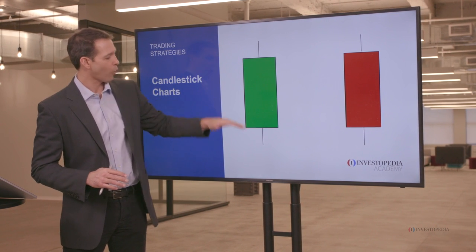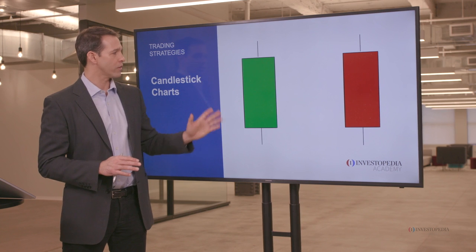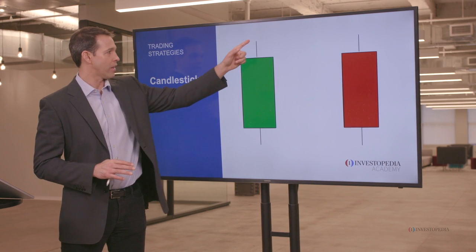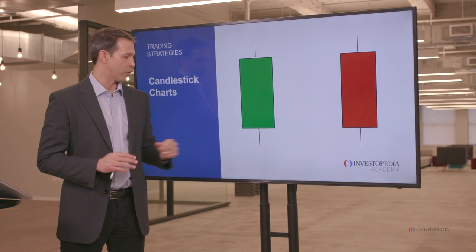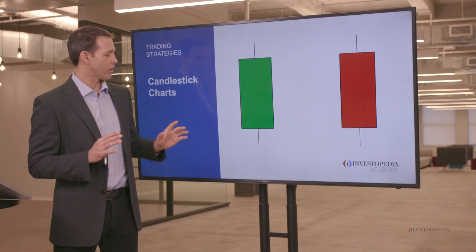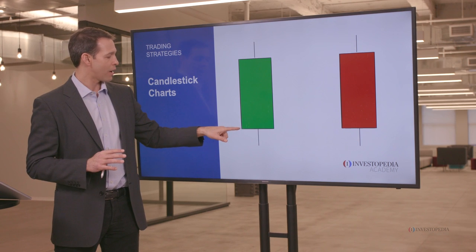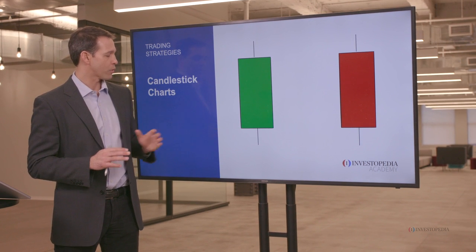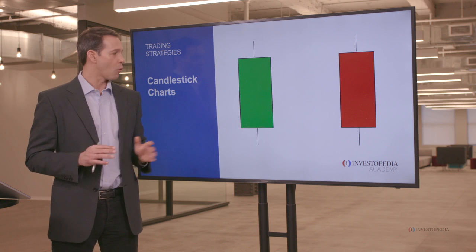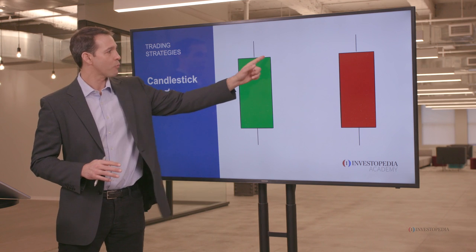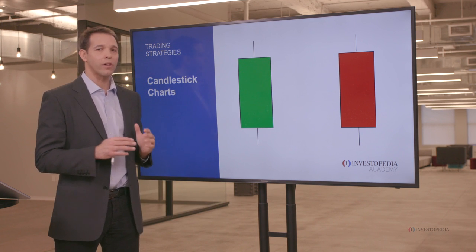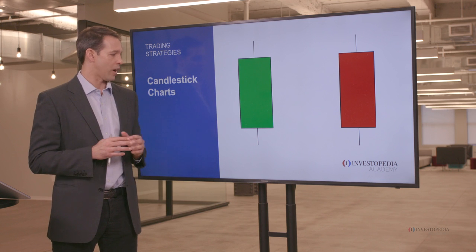And the way you want to look at this is this. The entire price move that's happened during this candlestick is from the top of the wick to the bottom of the wick. Now, the body of the candle is key because this bottom left on a green candle represents where the price opened for this time period. And the top right of the green candle will tell you where the price closed for that time period.